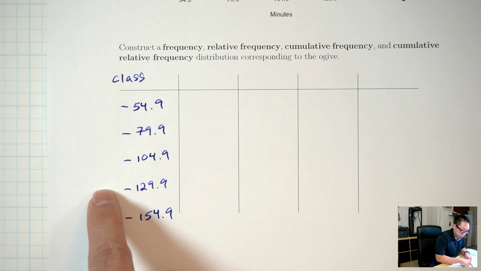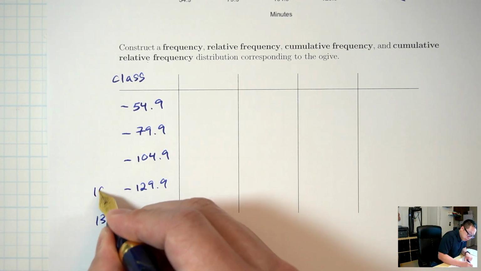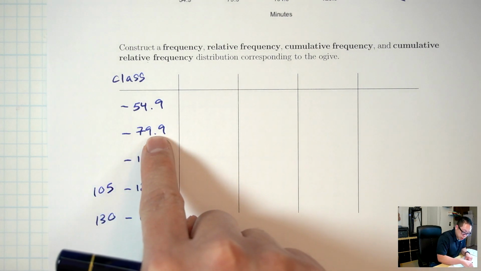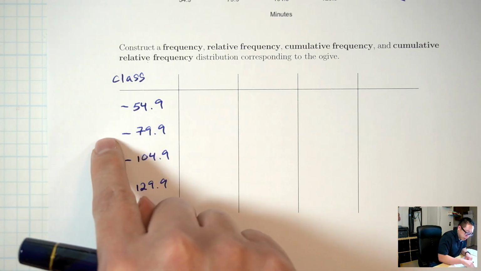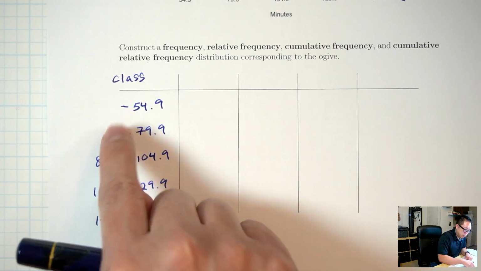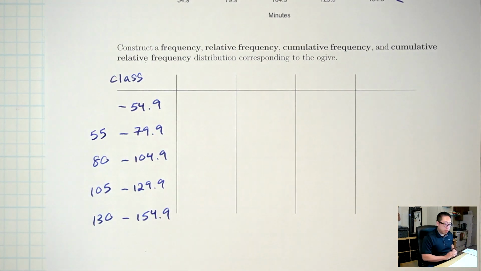This lower should come right after 104.9. What number is right after 104.9? 105. This number should come right after 79.9. That's 80. This number is the number that's right after 54.9. That's 55. And then the hard one is this first lower limit.